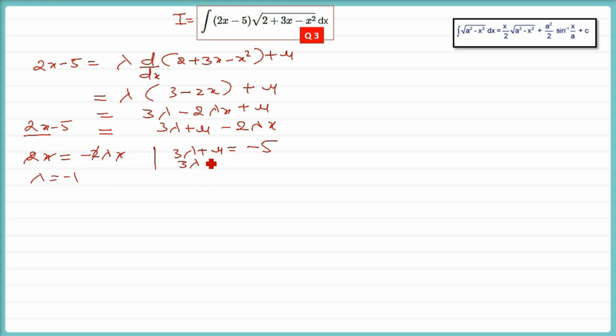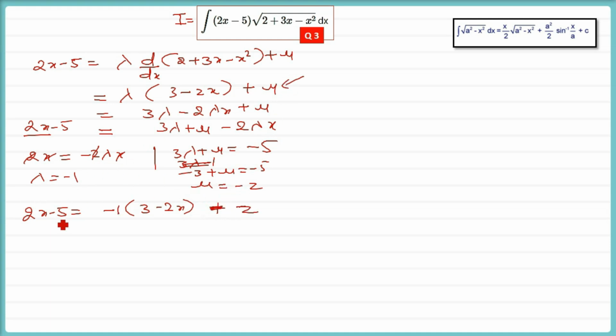So 3 lambda is actually negative 1, so it will be negative 3 plus mu equals negative 5. So mu will become negative 2. We have the value of lambda and mu. Now drop it here. So when you place this lambda and mu, the integral of 2x minus 5 will become negative 1 into 3 minus 2x, and minus 2. Mu is negative 2, so minus 2.